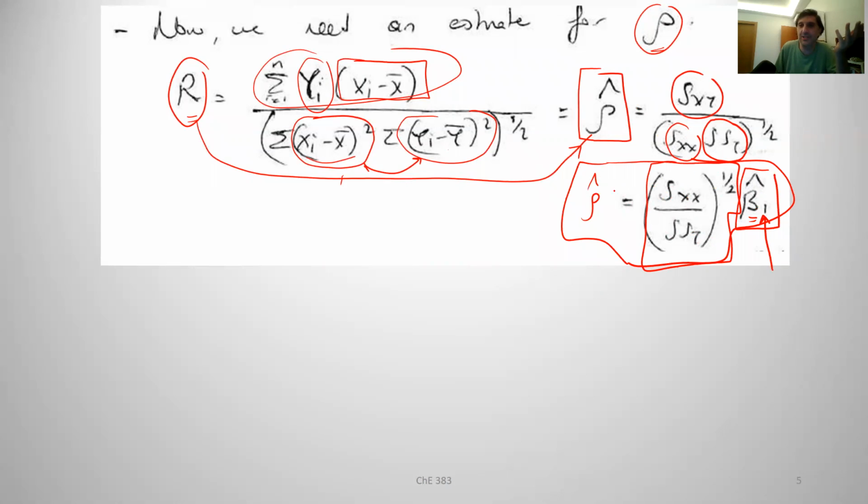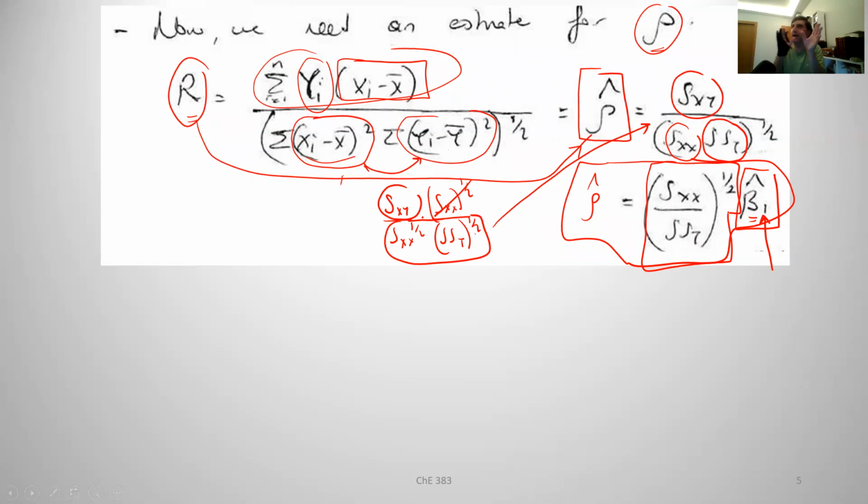Actually, the derivation is very simple. Beta 1 hat is simply equal to Sxy over Sxx. When you multiply it by Sxx to the 1 over 2 and divide by SST to the 1 over 2, these will be like this, 1 over 2 here and 1 over 2 here. So we are going to have Sxy over this term, which is exactly this term here. So the two are that much related, but yet, as I said, they give different information on the topic.